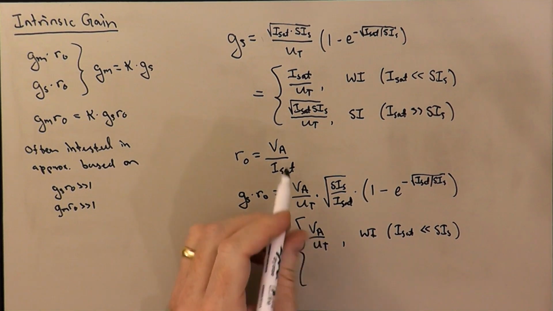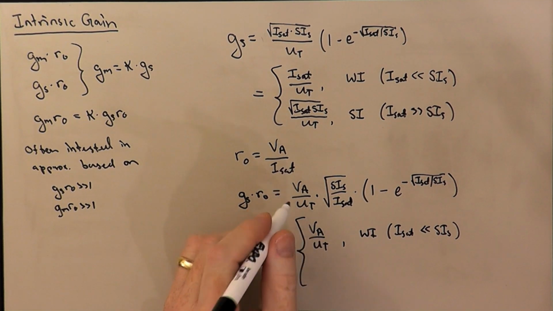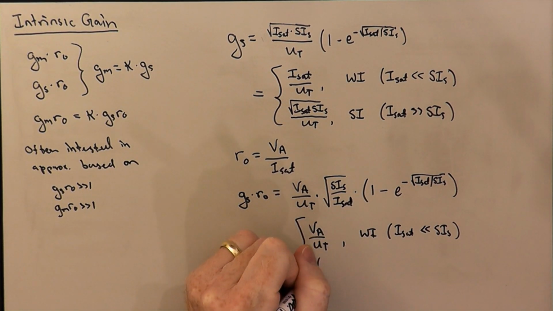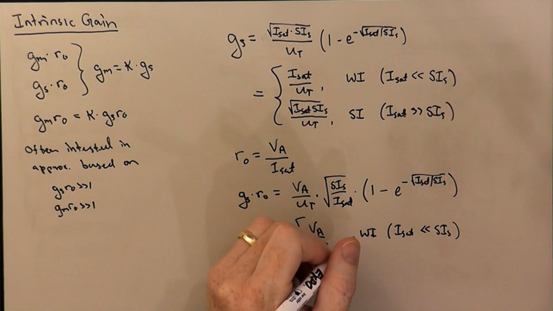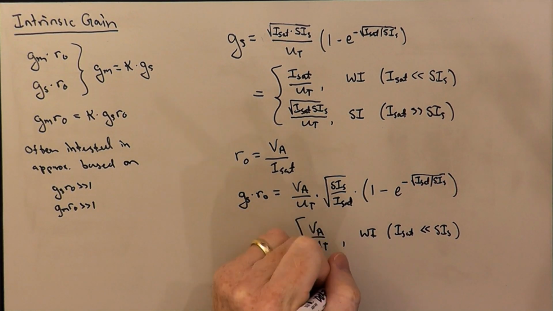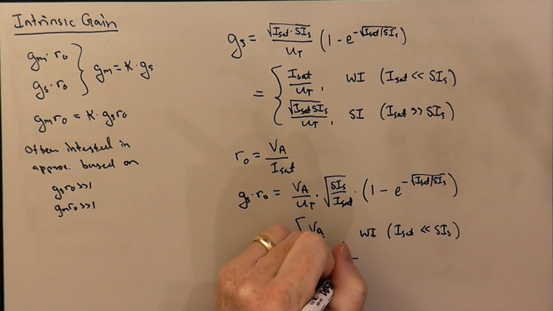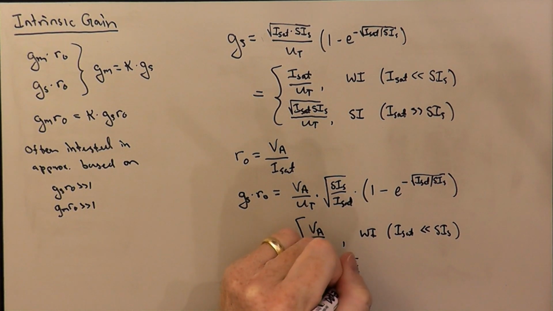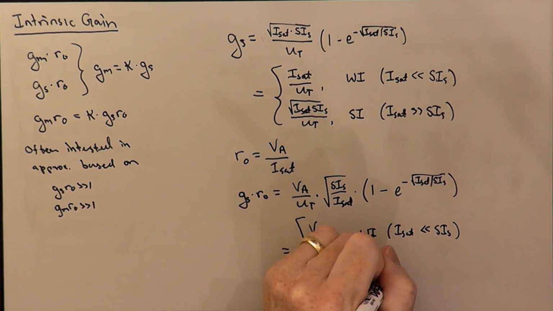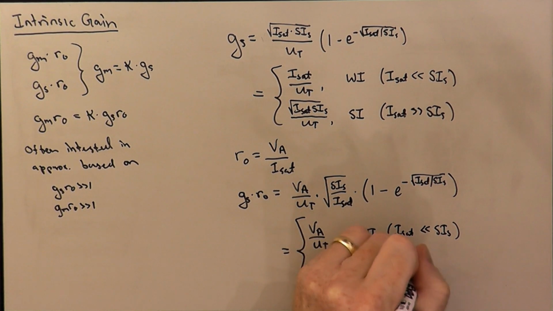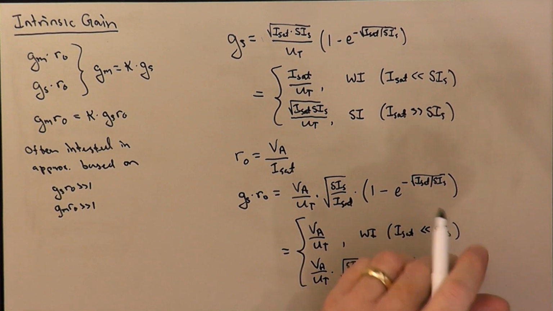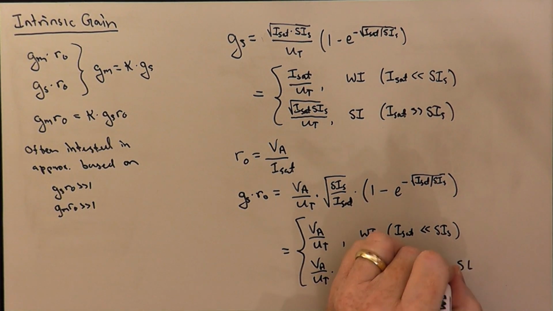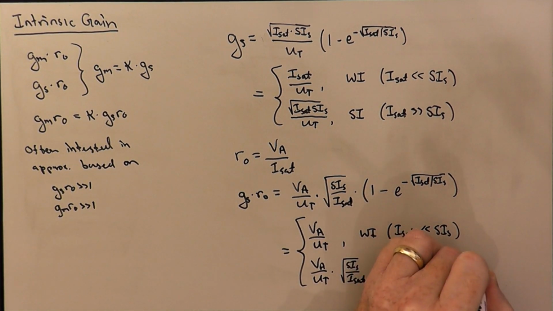And we get basically VA over UT times effectively this prefactor, square root of SIS over I sat in strong inversion, much greater than SIS.